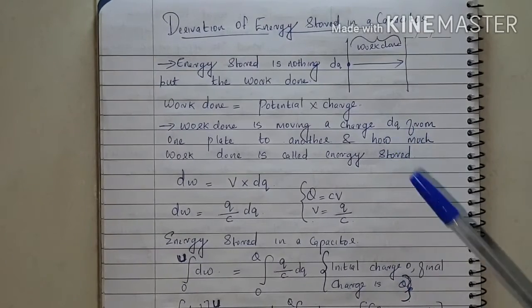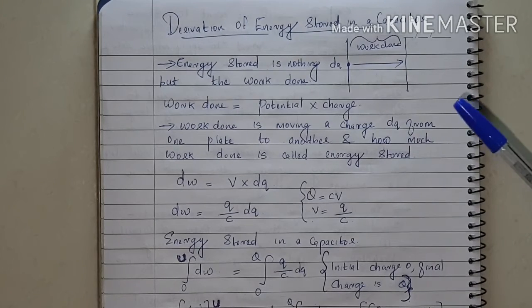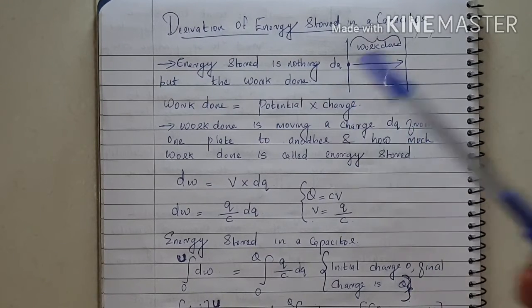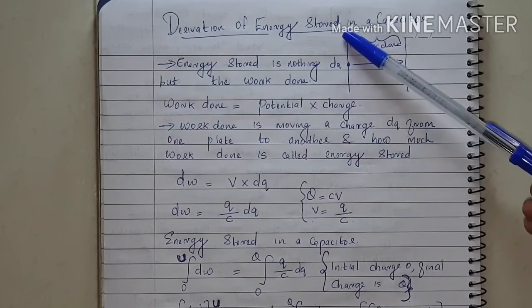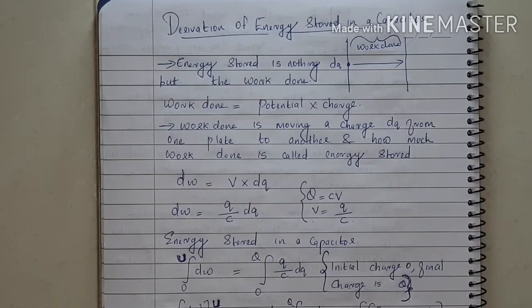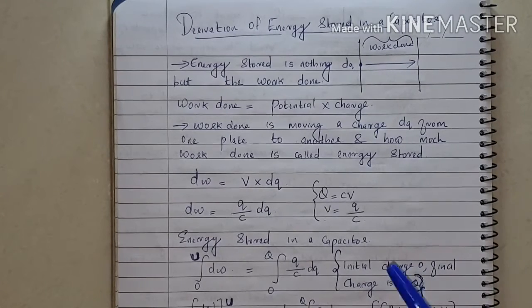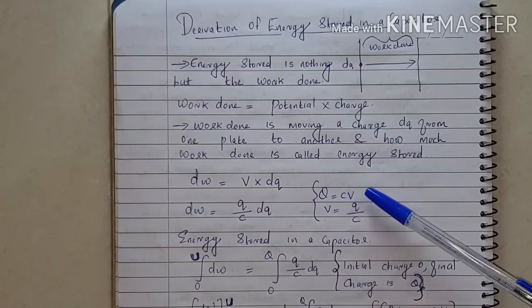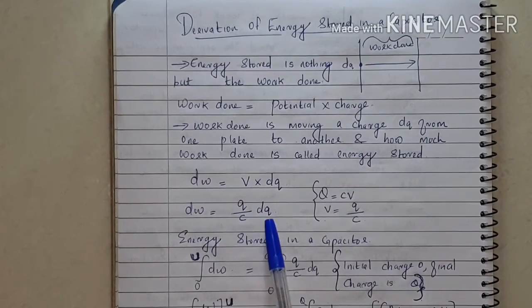Next is the derivation of energy stored in a capacitor. Energy stored is nothing but the work done. Work done in moving a charge dq from one plate to another plate is called energy stored, and work done dW can be written as potential into charge, that is V into dq. We know the equation Q equals C into V, so V can be written as Q by C, so dW equals Q by C dq.